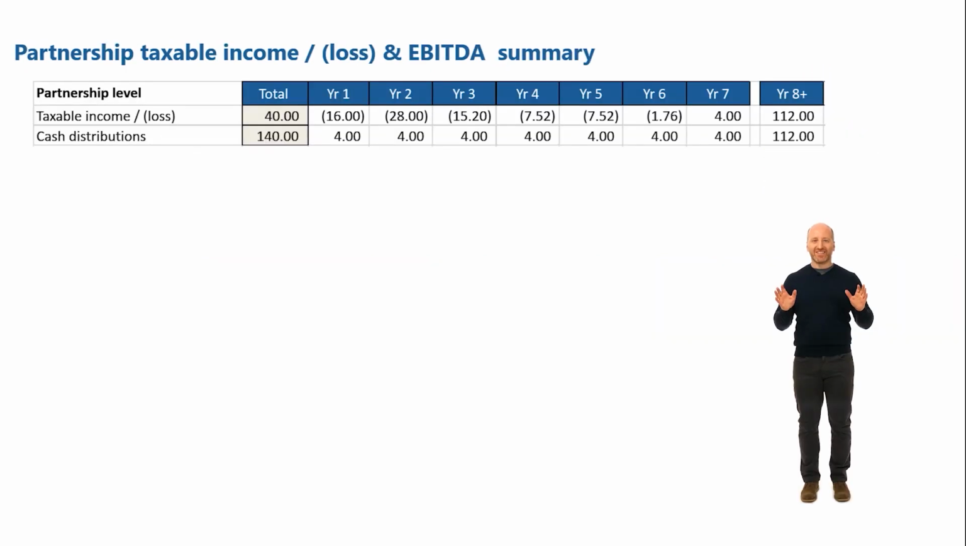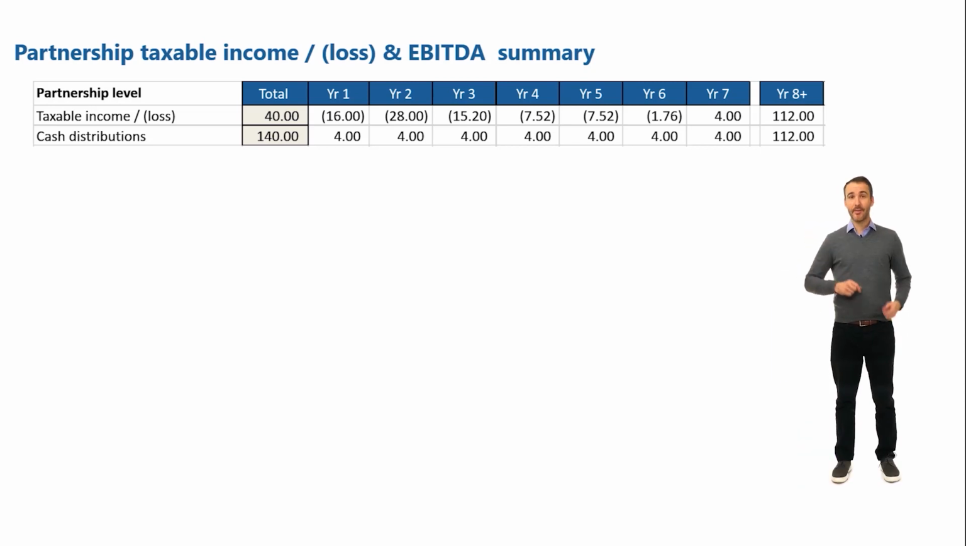So to summarize this, the total partnership taxable income or loss is $40 million over the life of this project, and the EBITDA is $140 million over the life, and we will use these numbers to start building an account for the total project or partnership year by year.